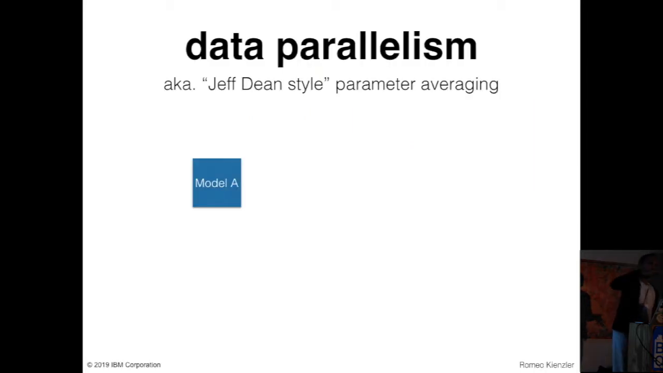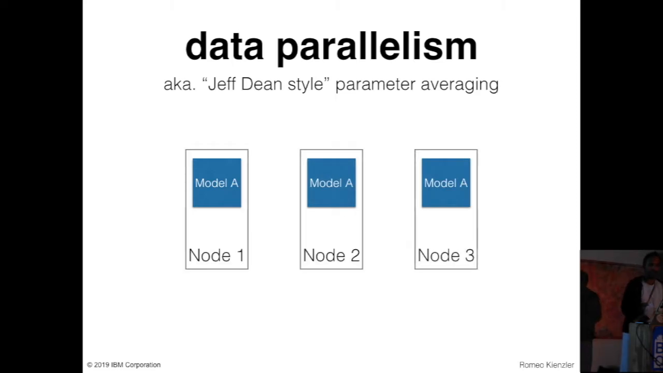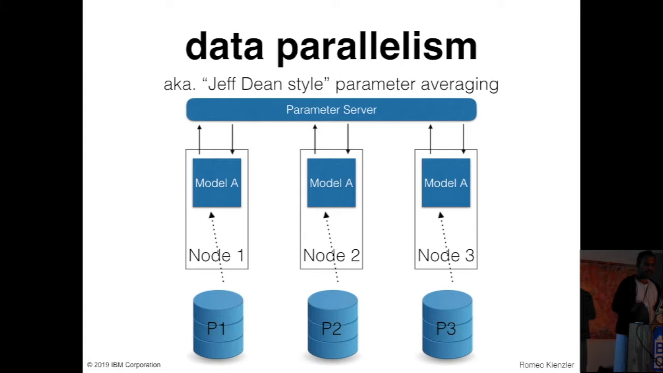But neural network training is different. So this is the way a neural network is trained in parallel. You use the same neural network and you put it on different compute nodes, and you also partition your data, and you train the neural network, and every now and then, in neural network training terms, this is called an epoch or a batch or a mini batch.